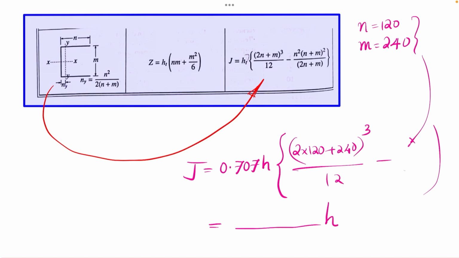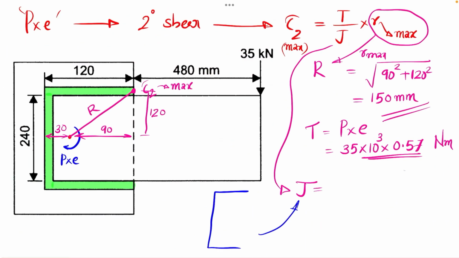If you are solving, we will be getting a coefficient for the J. The correct answer for J will be equal to 3.77 into 10 raised to 6 times H. So this J value can be substituted in this one. So here J is equal to 3.77 into 10 raised to 6 H. So with this we can find the value of the secondary shear stress.